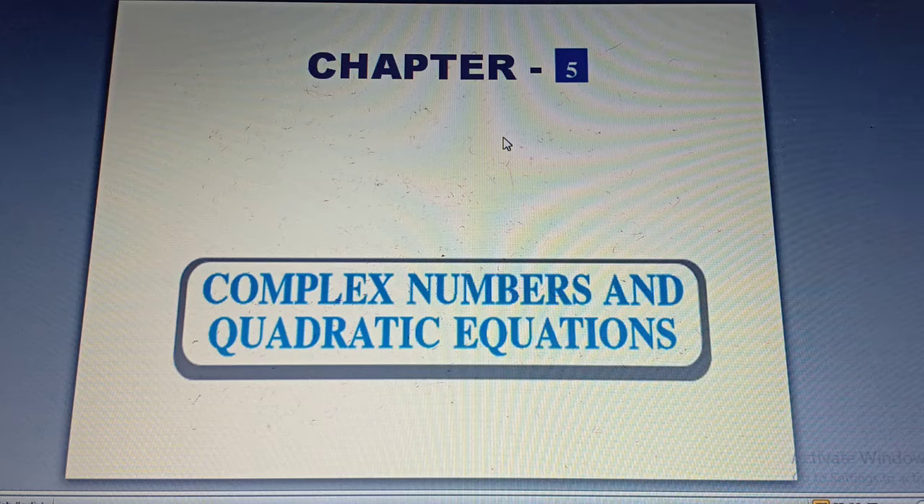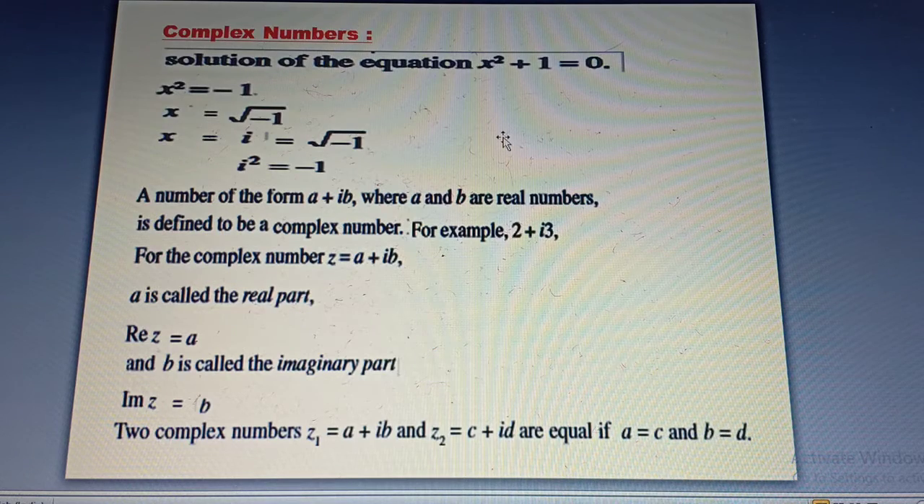Here I am going to start the new chapter, which is complex number and quadratic equation. So chapter number 5. Students, let us discuss what is the definition of a complex number.